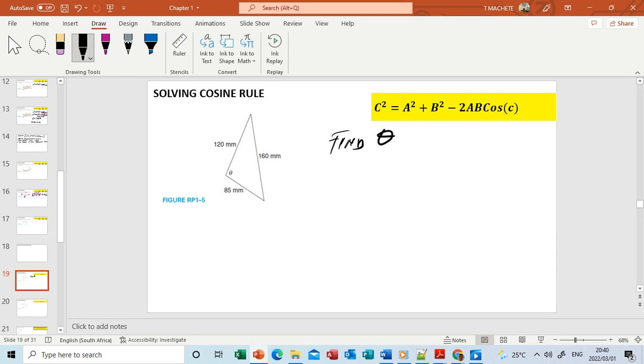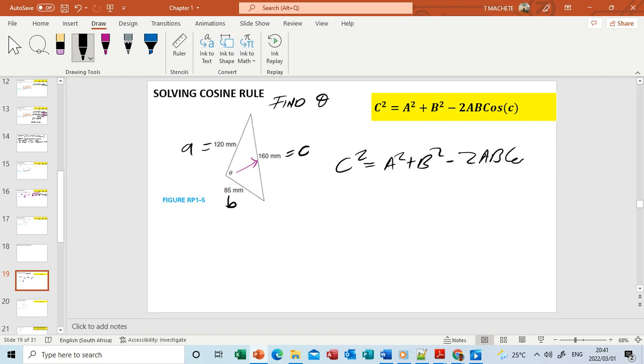Find theta. In order for you to find theta, you're going to use the cosine rule, because this theta is opposite to this side. So you're going to write the formula. Let me write "find theta" on top here. I'm going to name this side C, then this one A, then this one B. They want the angle that is opposite to side C. So you write the formula: C squared equals A squared plus B squared minus 2AB cos C.